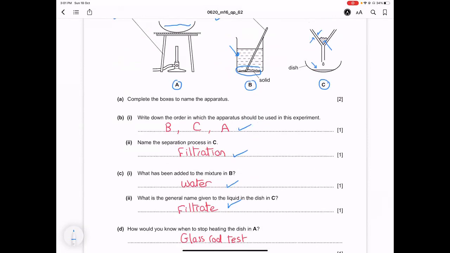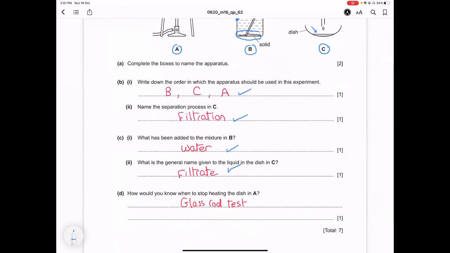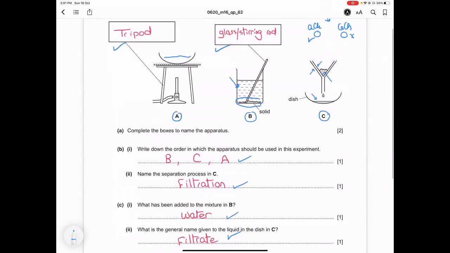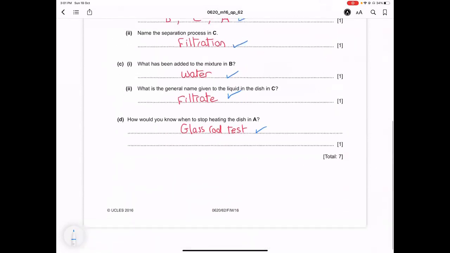How would you know when to stop heating in dish A? When you reach the crystallization point, and you will know that by the glass rod test, or you can even say that some crystals will appear at the edge, but of course, glass rod test is a better answer.